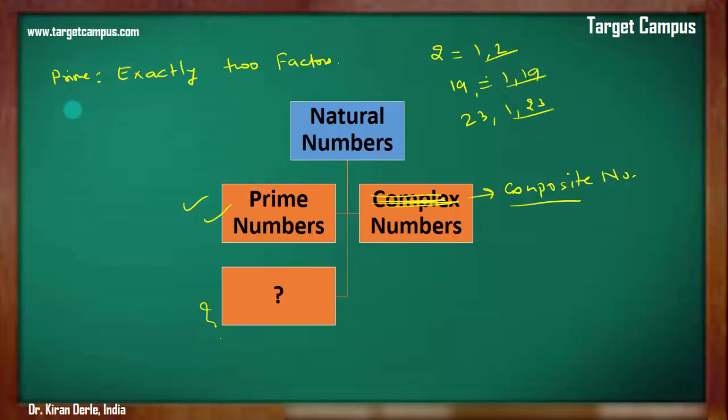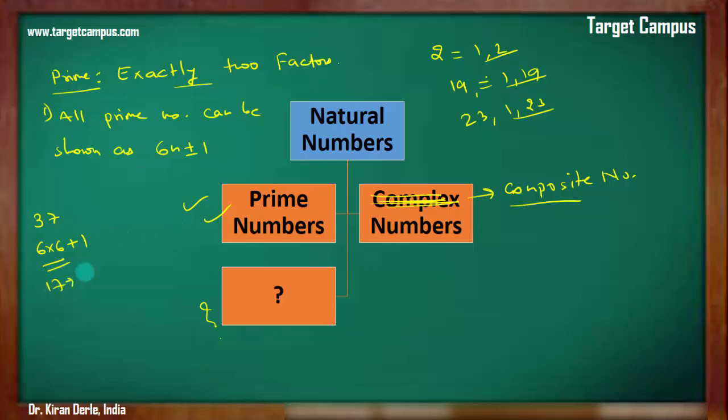One more property of prime numbers is very interesting. All prime numbers can be shown as 6n plus or minus 1. For example, take any prime number, let's say 37. 37 can be written as 6 into 6 plus 1, right? I hope this is clear. 17 is 6 into 3 minus 1, right? So all prime numbers can be written in this form, right?